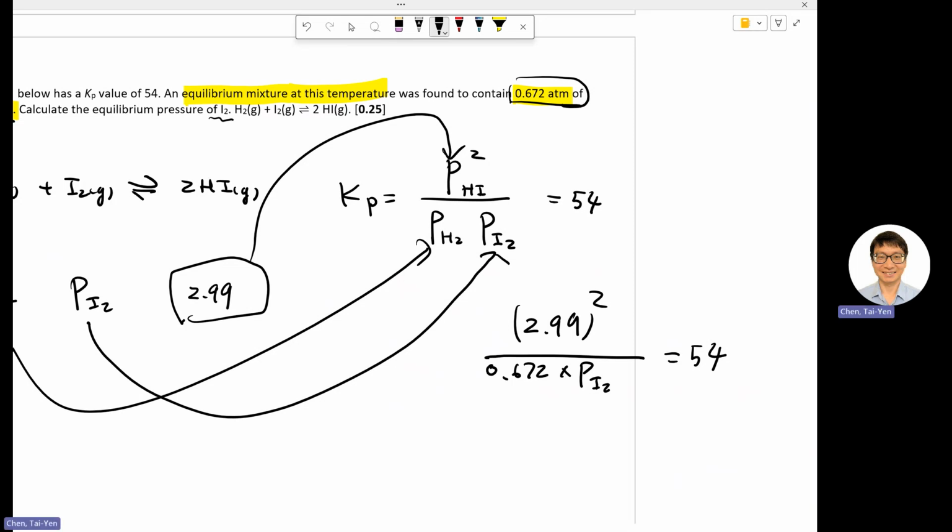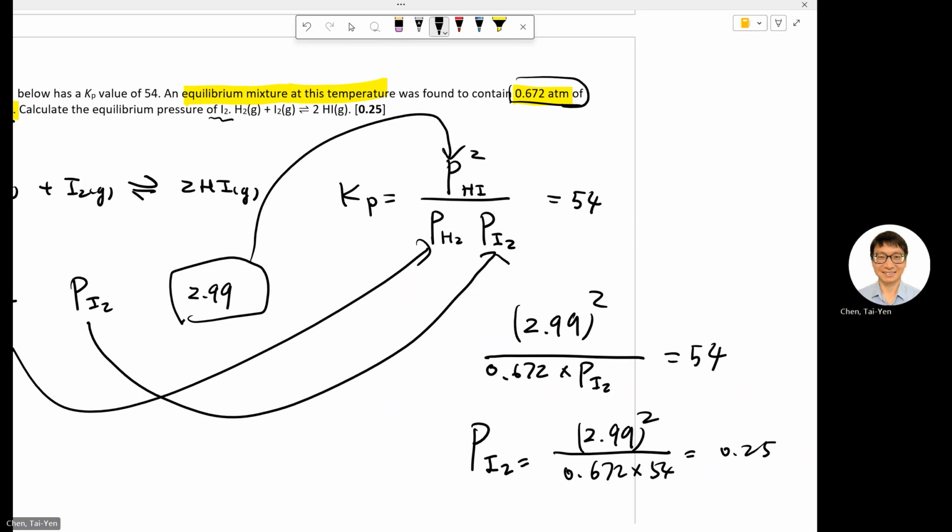Right? And then it's asking for the PI2, right? So your PI2 will simply equal 2.99 seconds power divided by 0.672, multiplied by 54. That's going to give you a value of 0.25.